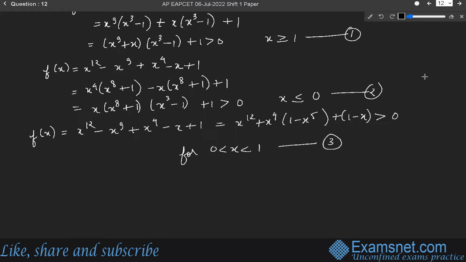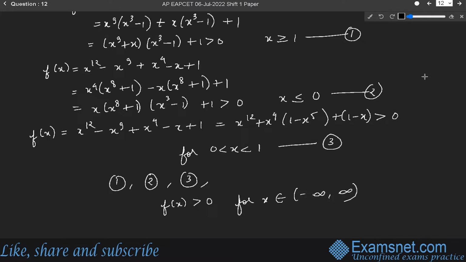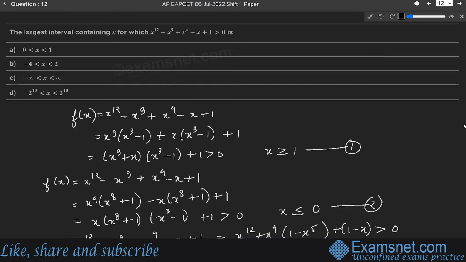From combining equations 1, 2 and 3, we get f of x is greater than 0 for x belongs to minus infinity to infinity. It means that if x belongs to minus infinity and infinity, then f of x is greater than 0. So therefore, we can say that x lies between minus infinity to plus infinity. Therefore, option number C is the correct option for this question. I hope this question is clear to you.